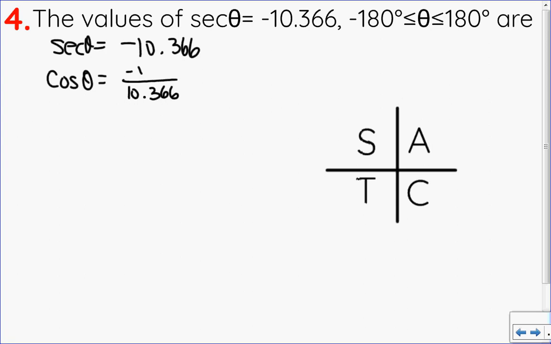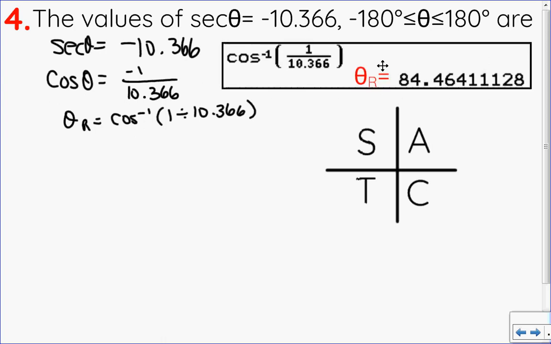So what I want to do is find the reference angle, and I only want the positive value, so the reference angle is the cos inverse of 1 divided by 10.366. This will give me my reference angle. So make sure that you're in degree mode. And now I know my reference angle is about 84 degrees.